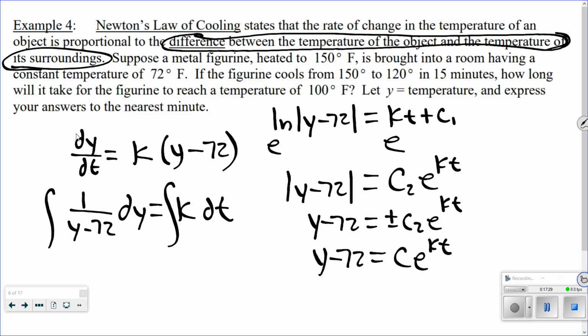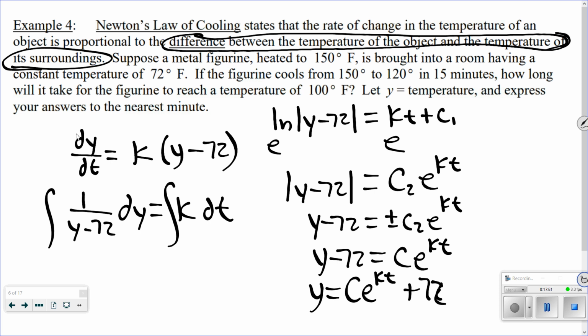Okay, so let's solve for y. If you look at our new model, it's really close to that exponential growth. The only difference is it's y equals Ce^(kt) plus 72. That's your only difference. So it's really, really close to the model we've already been using. Okay, now that we've got our model, I have to go through and actually answer the question.